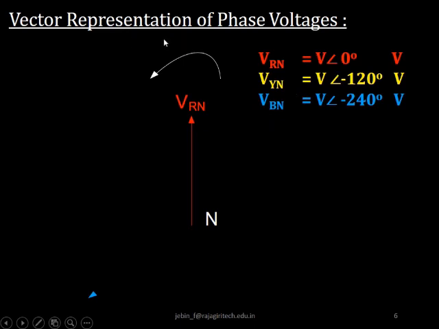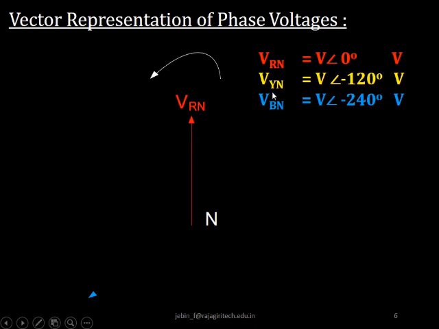Now in order to draw the vector representation, I'll take one of the phase voltages as reference. So here I am going to take Vrn as the reference voltage, which is V at an angle 0. So I have drawn Vrn, and this is taken as the reference. Now next I have to draw Vyn, which is V at an angle minus 120. In case of vector representation, remember the angle measured in the clockwise direction is taken as negative, and the angle measured in the anti-clockwise direction is taken as positive.